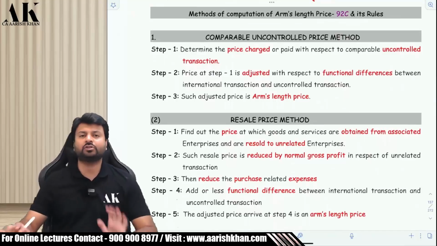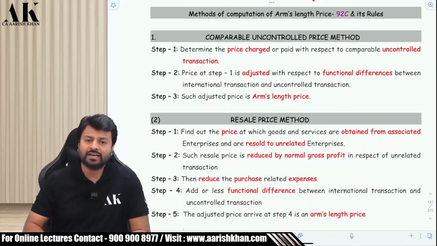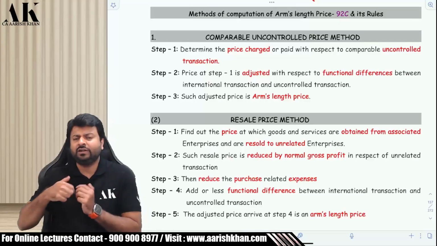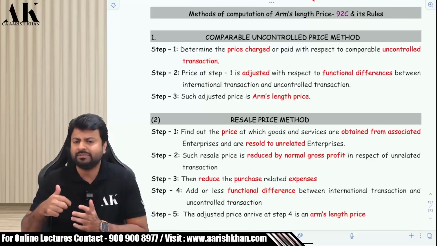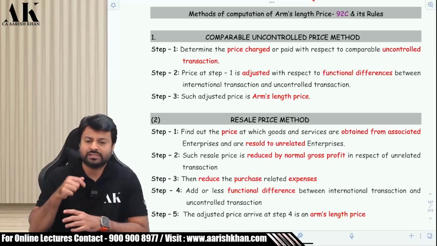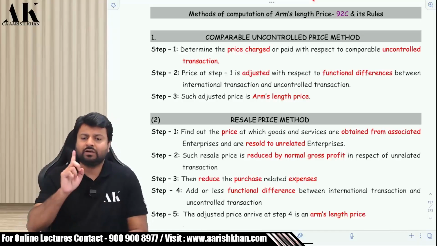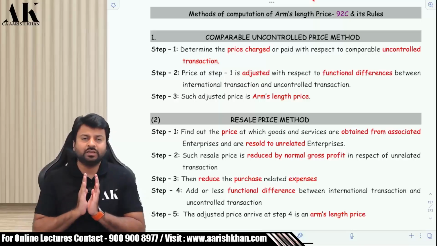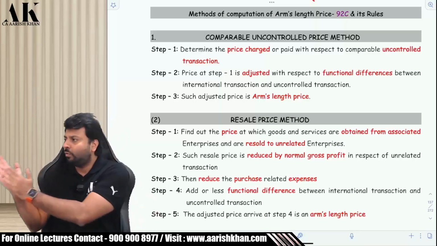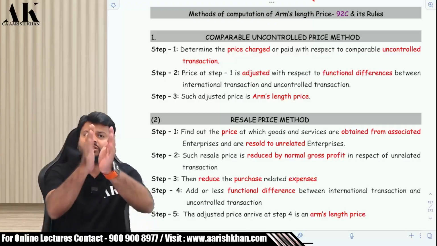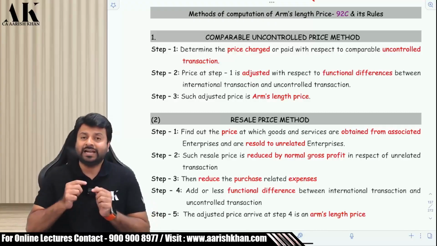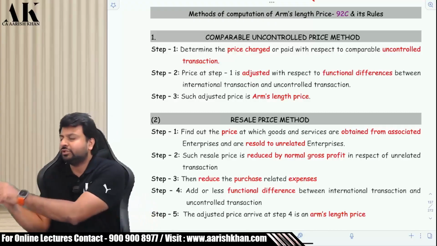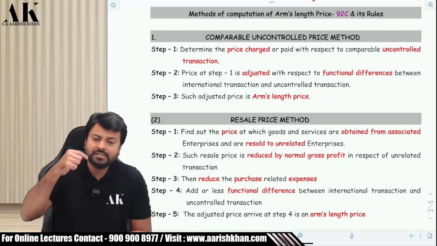Okay. Now let's talk about certain methods which are there under the arm's length price. Now it is very difficult to explain the methods without the help of an example, but still I'll try my best to explain the steps which are relevant over here. Okay. Now comparable uncontrolled price method. What happens in this method? There are 2 transactions. One is with the associate enterprise, one is with the third party. So the one which you are doing with the associate enterprise, that is a controlled transaction, and one which you are doing with the third party, that is an uncontrolled transaction.